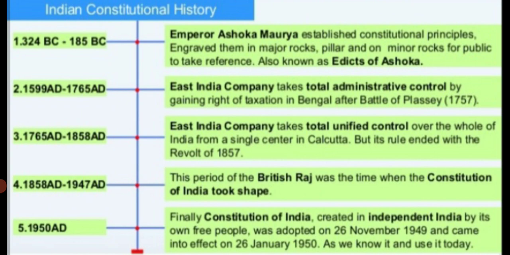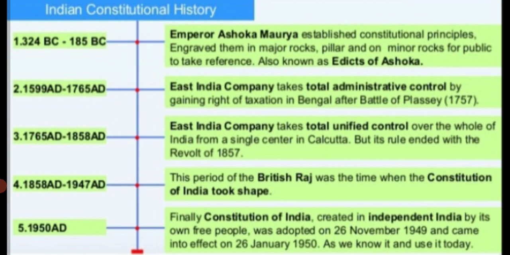Second is from 1599 AD to 1765 AD, when the East India Company took total administrative control by gaining the right of taxation in Bengal after the Battle of Plassey in 1757. Third, in 1765 AD to 1858 AD, the East India Company took total unified control over the whole of India from a single center in Calcutta. But its rule ended with the revolt of 1857.